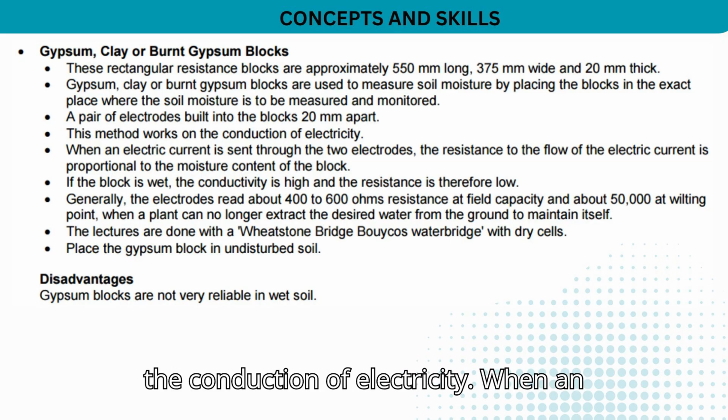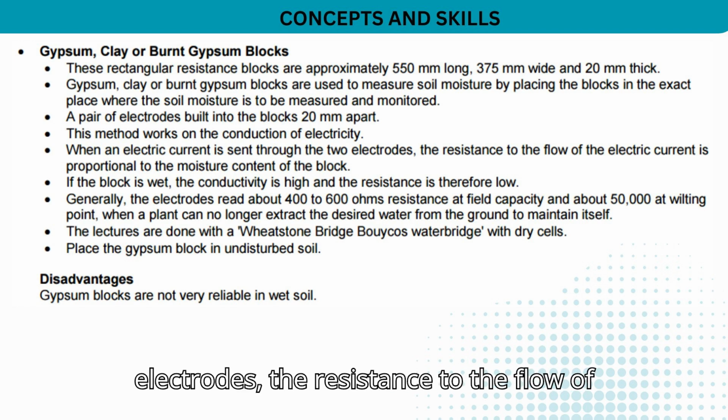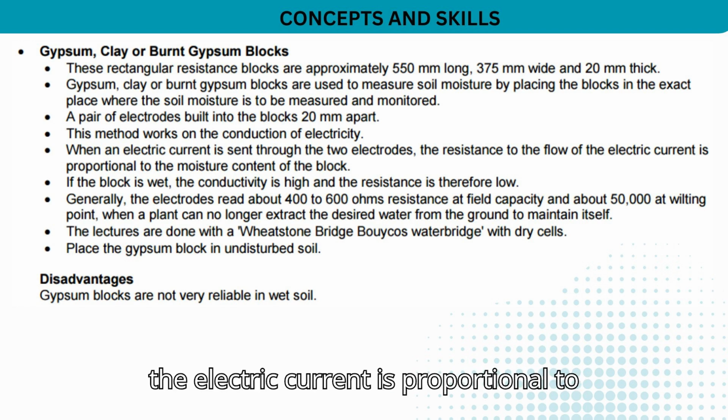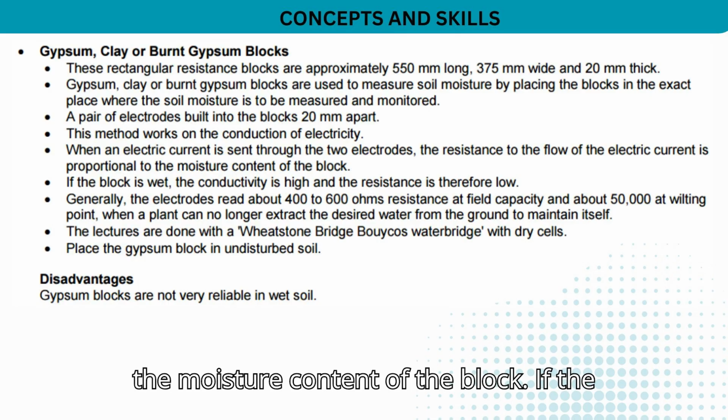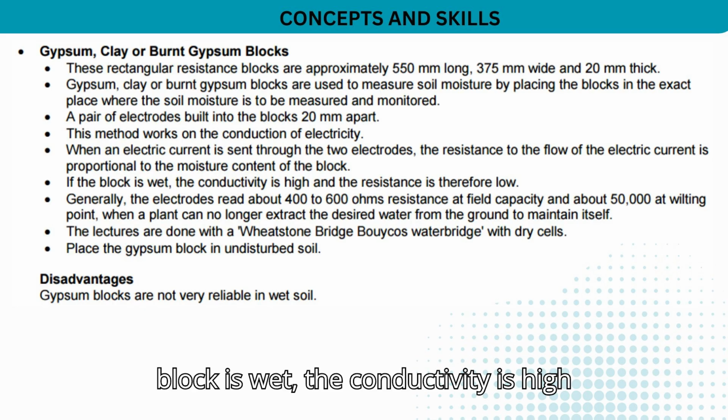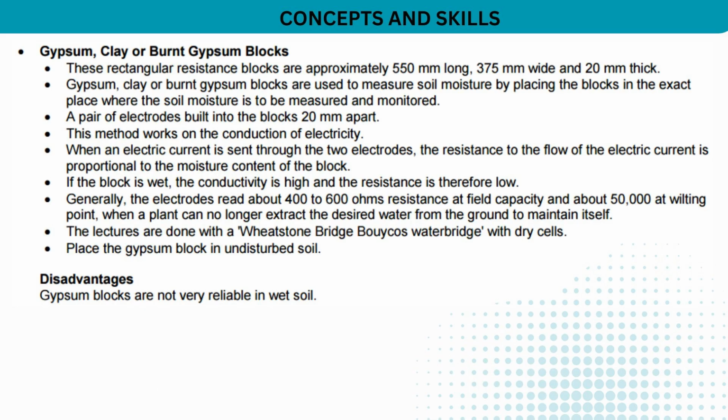This method works on the conduction of electricity. When an electric current is sent through the two electrodes, the resistance to the flow of the electric current is proportional to the moisture content of the block. If the block is wet, the conductivity is high and the resistance is therefore low.